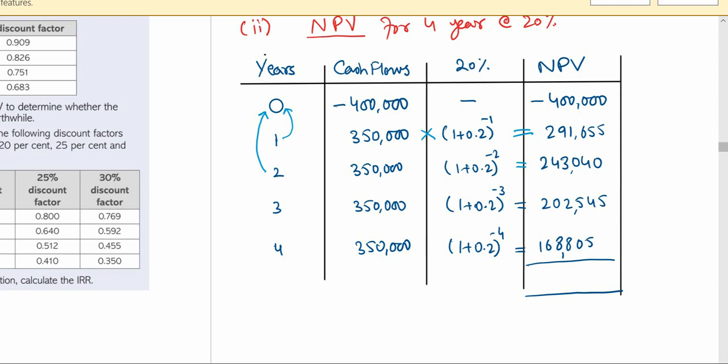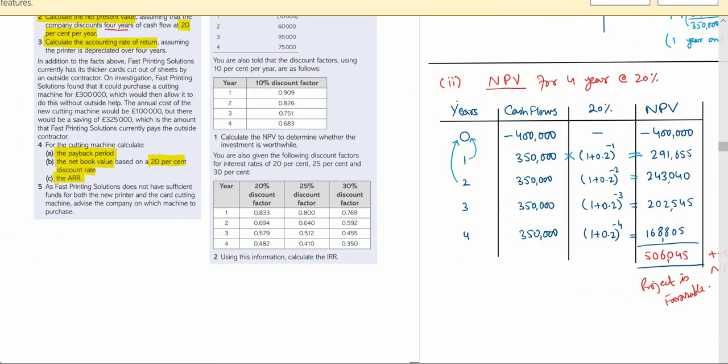What will be the final answer? It is 506,045. So this is a positive NPV. If the NPV is positive, the project is profitable; the project is favorable, so we can think about this project. Okay, so this is the answer to number 2, NPV.